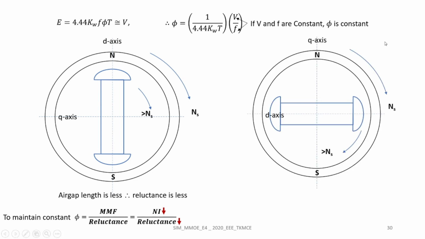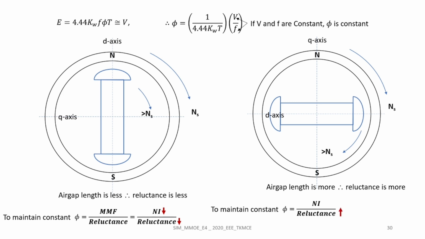Under this case, N and S is the stator pole, that is, the D axis or polar axis of the stator. Due to the relative speed of the rotor and the synchronously rotating magnetic field, say the Q axis of the rotor comes into alignment with the polar axis of the stator. Under this condition, reluctance is maximum. As reluctance is maximum, in order to maintain constant flux, current also needs to increase.